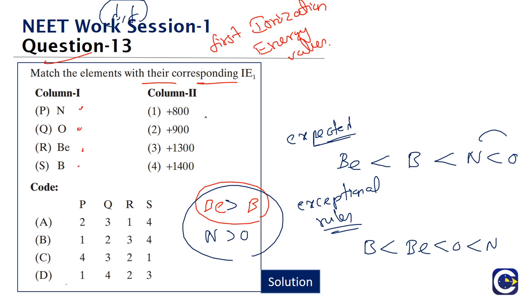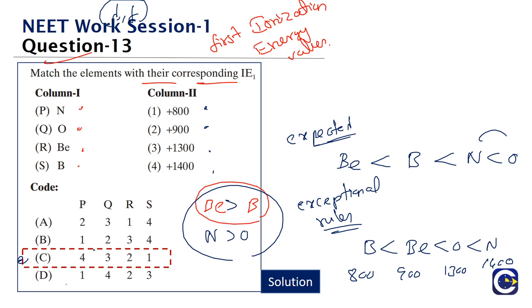Now we look at the values given to us: 800, 900, 1300, 1400. We just have to place them. 800 will come here, 900 here, then 1300 here, then 1400. So look at this. P is nitrogen. Nitrogen should be matched to 4. In fact, there is only one option that matches P to 4, which is option C. By that itself we are able to conclude.